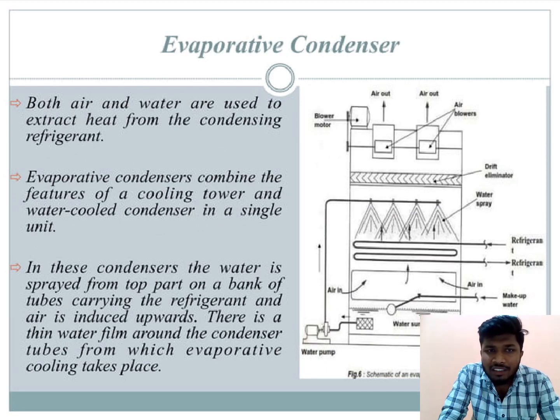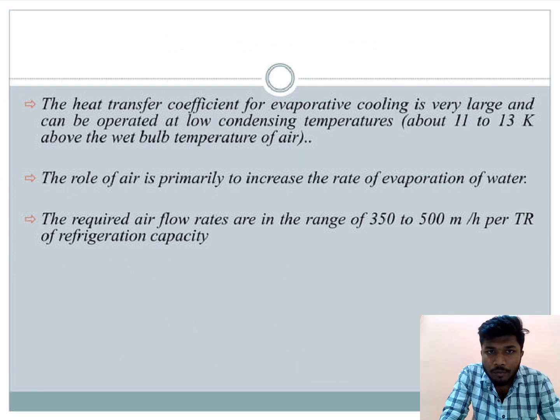In the evaporative condenser, both air and water are used to extract heat from the condensing refrigerant. Evaporative condensers combine the features of cooling towers and the water cooled condenser in a single unit. In these condensers, the water is sprayed from the top over a bank of tubes carrying the refrigerant, and the air is induced upwards. There is a thin water film around the condenser tube, by which evaporative cooling takes place.